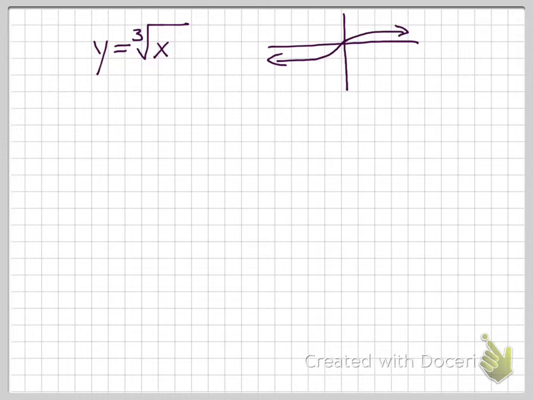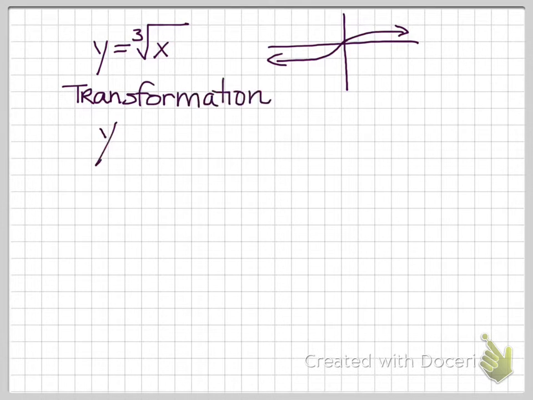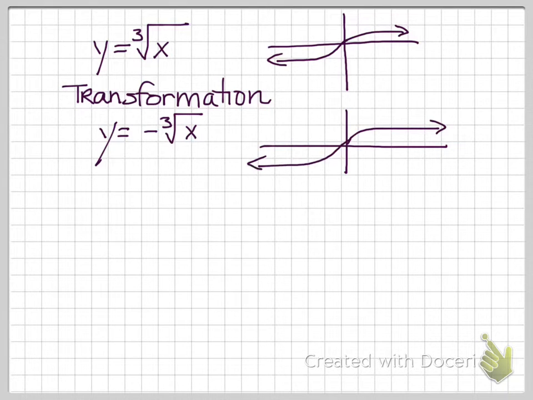Now, this is a cube root function. That would be the parent function, goes through 0, 0. So what happens with this transformation? The only transformation is the negative. So that's the parent. And the pink one is the reflection over the x-axis.